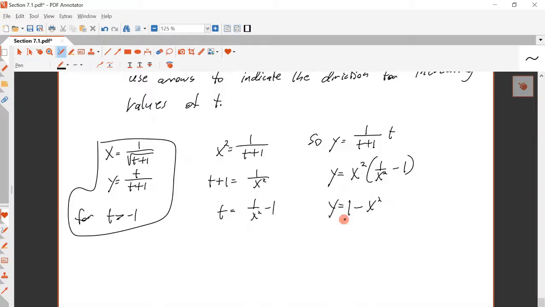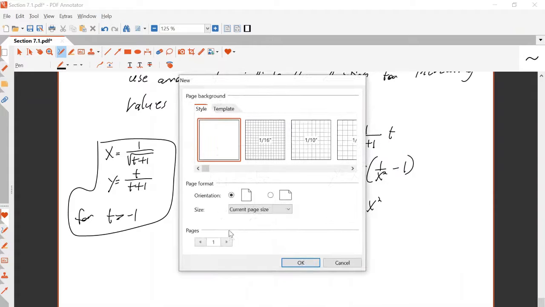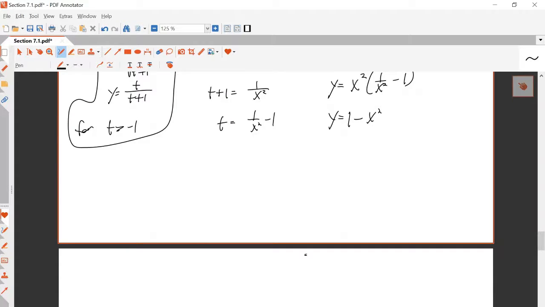Okay, so, well, this is a standard parabola, but we need to analyze in which direction and what part of the parabola we're using. So here's the parabola.